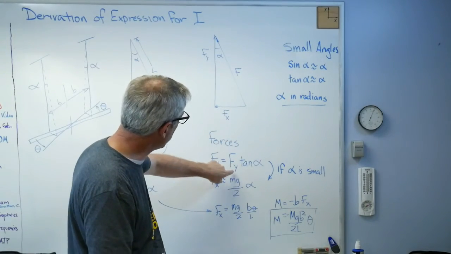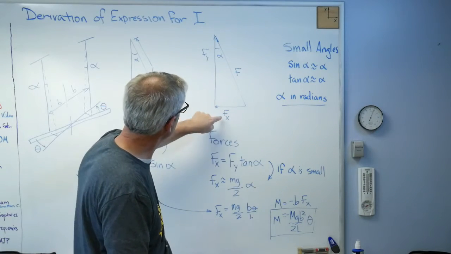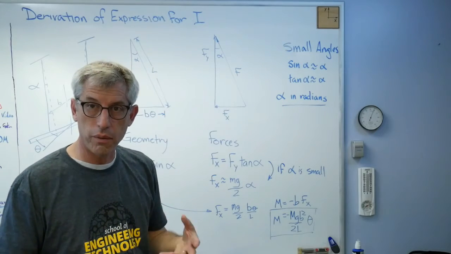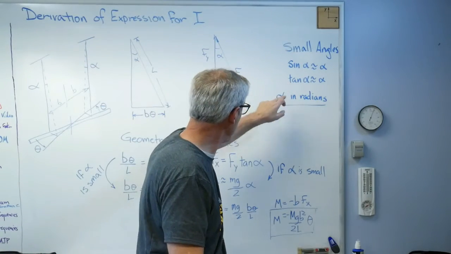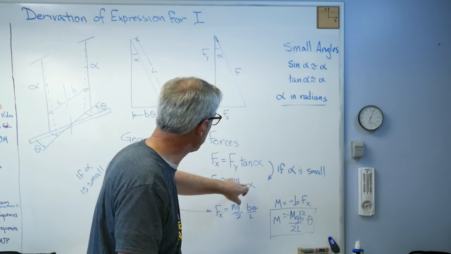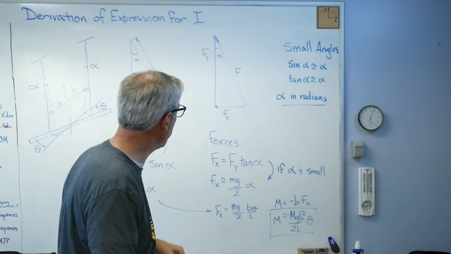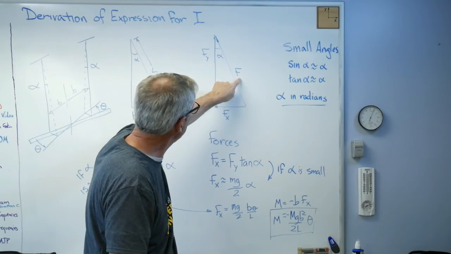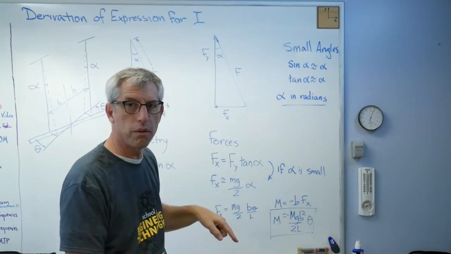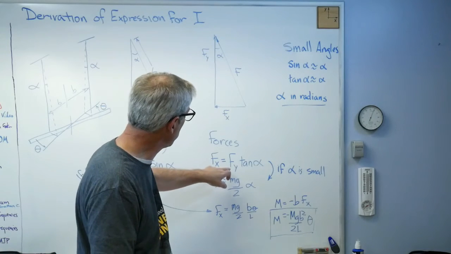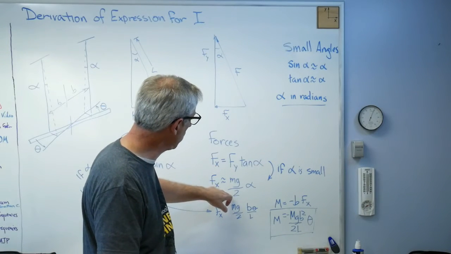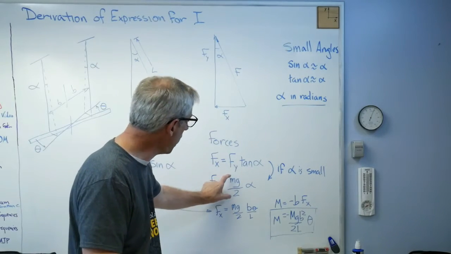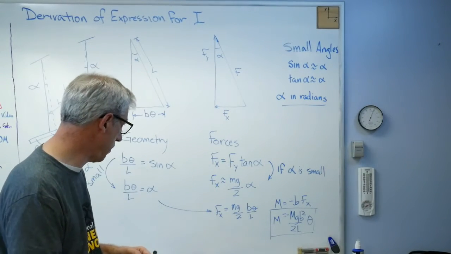So I can write Fx equals Fy tangent theta, because that divided by that is tangent of theta. Well, if the angle is small, if alpha is small, I can replace that tangent theta with theta. And the other thing I can replace is that component and that component are almost the same thing if the angle is small. So I'm going to replace that with mg over 2. So that's the mass of the bar times the acceleration of gravity over 2. This is half the weight of the bar, if you want to think about it that way.